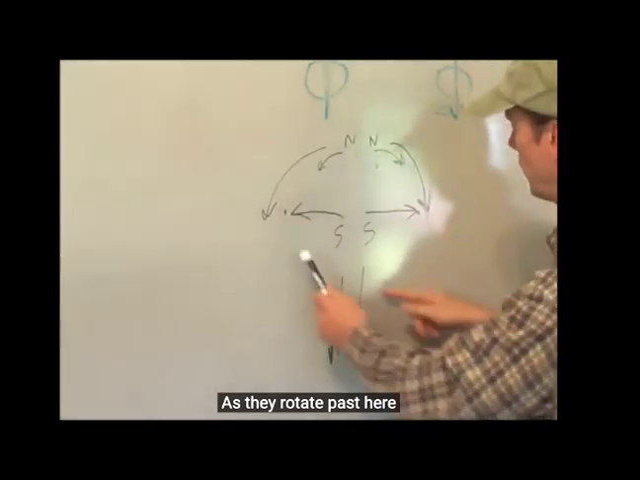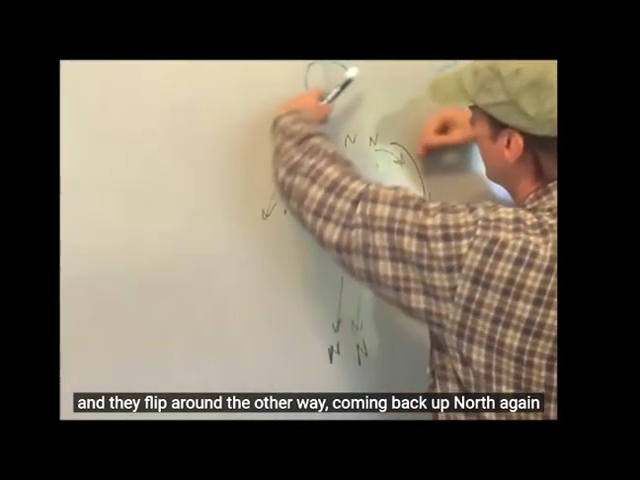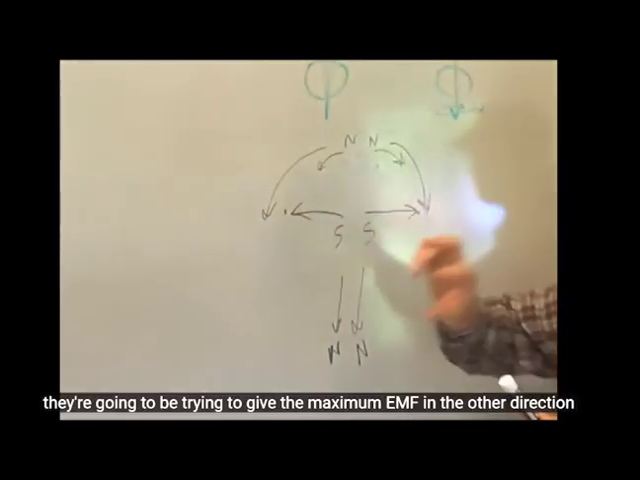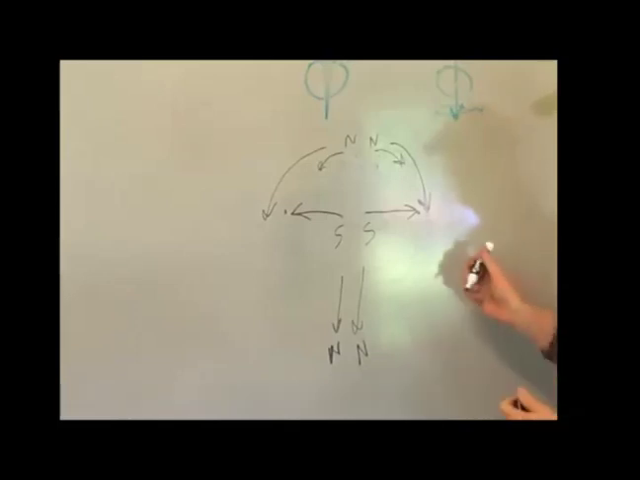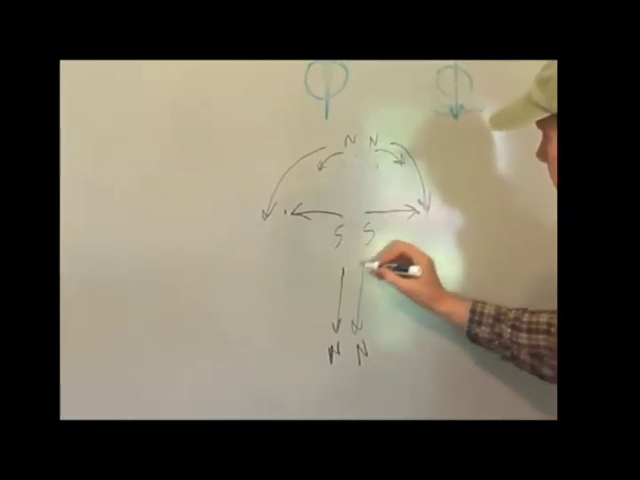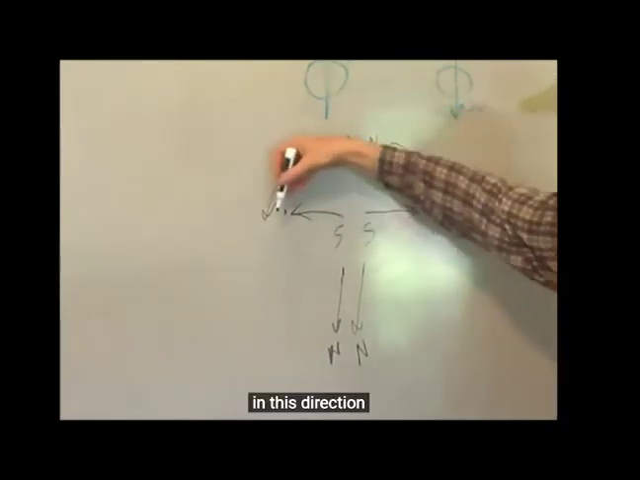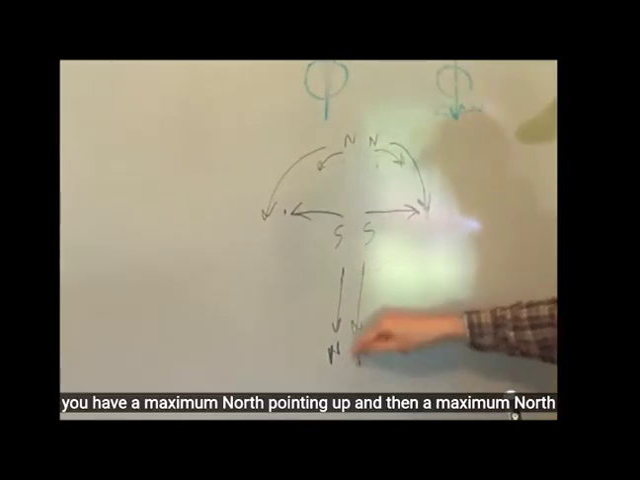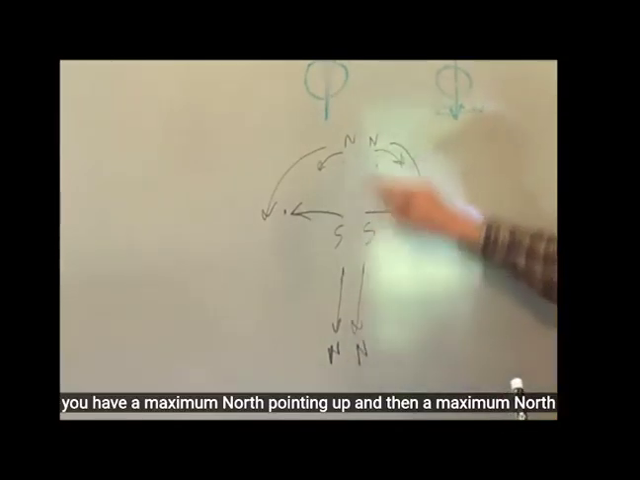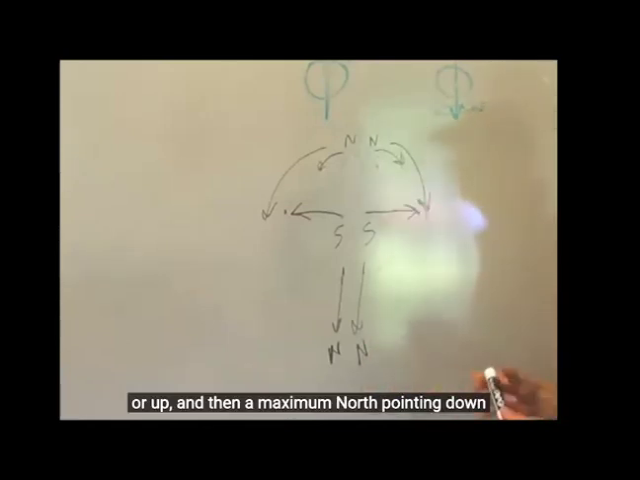As they rotate past here and they flip around the other way, coming back up north again, they're going to be trying to give maximum EMF the other direction. So what happens is, twice per cycle you'll get a maximum EMF trying to make a current loop in this direction, and twice per revolution you have a maximum north pointing up, and then a maximum north pointing down.